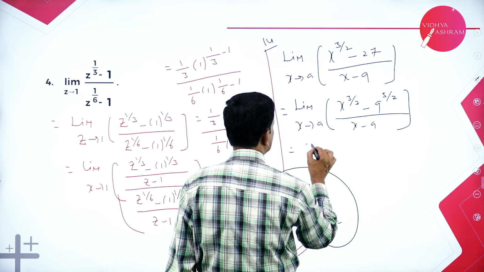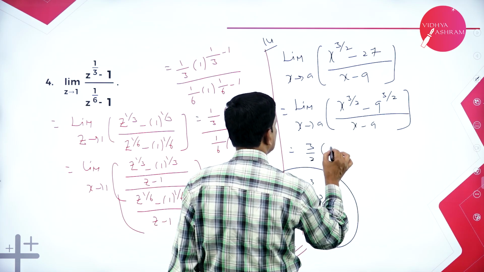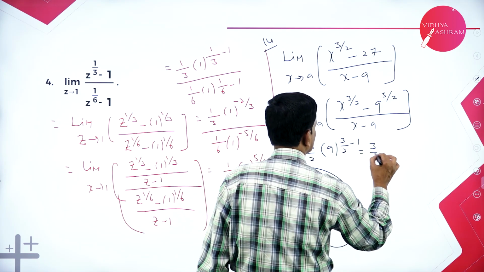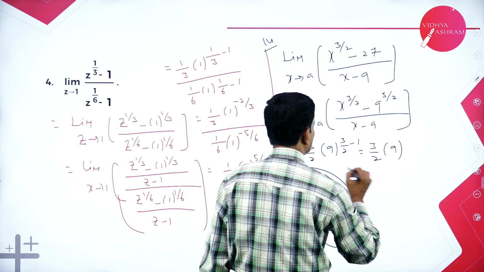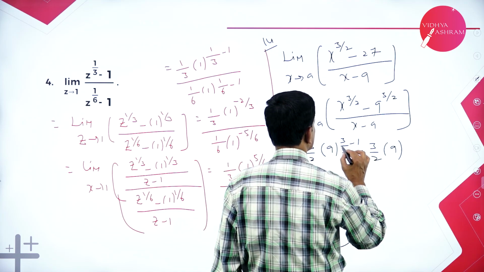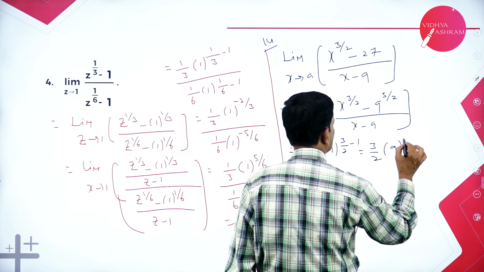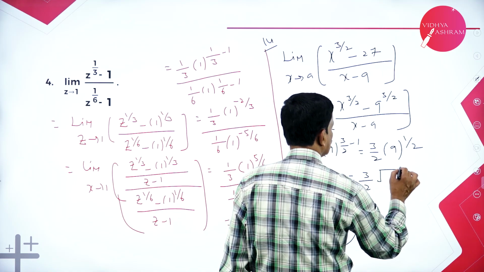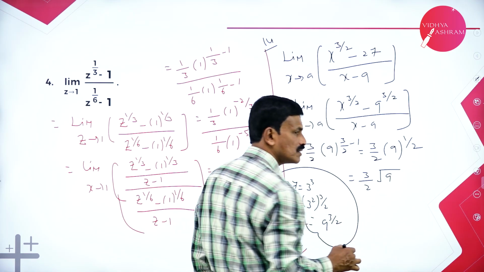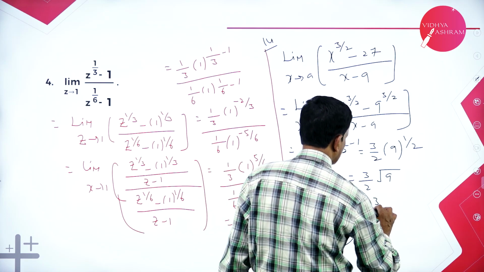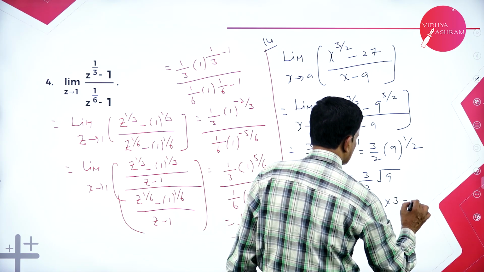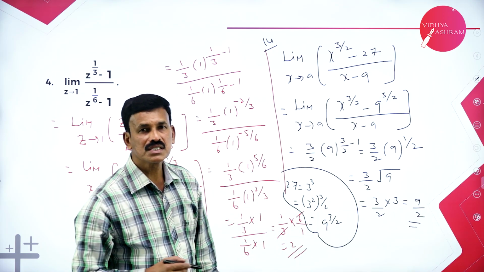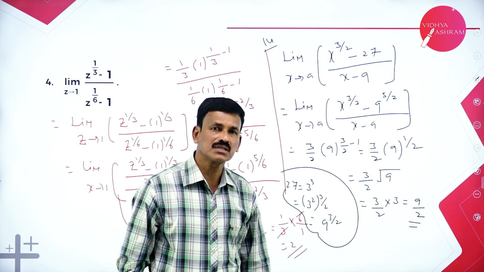Now what is n? n is 3 by 2 into a, a is 9 to the power of 3 by 2 minus 1. 3 by 2 into 9 to the power of, take LCM, 2 is the LCM, 3 minus 2 is 1 by 2. So that is 3 by 2 into 9 to the power of 1 by 2, which is nothing but root 9. What is the square root of 9? Square root of 9 is 3. 3 3s are 9 divided by 2. So the required answer for this is 9 by 2. That's it. Hope you followed.